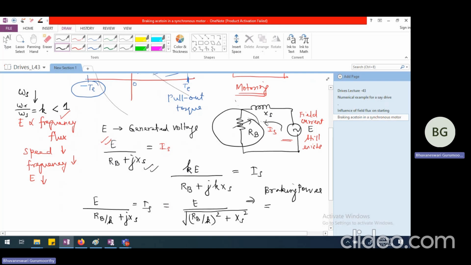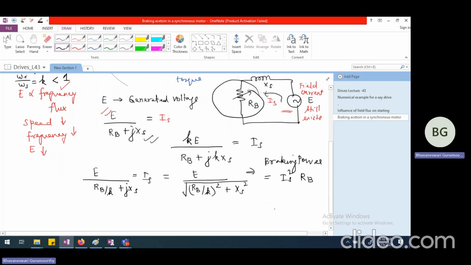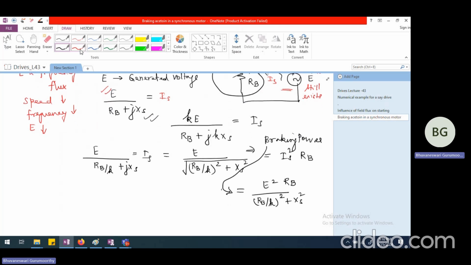That is going to be equal to IS square multiplied by RB. So I can write this as E square divided by RB divided by K the whole square plus XS square. This is going to be IS square and this has to be multiplied by RB. So this is going to be the braking power.